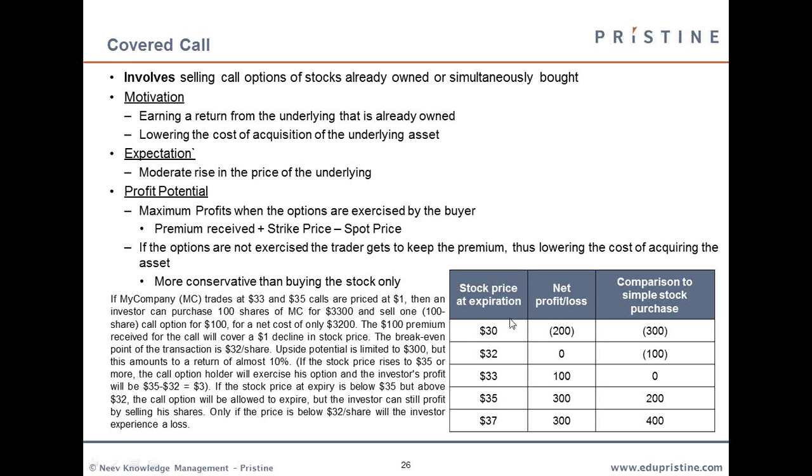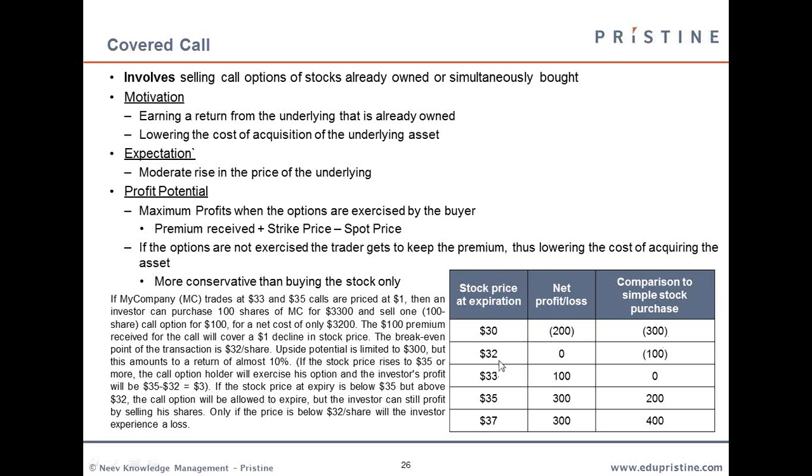So when you see the profit potential, when the stock price is less than $30, say $30, if you simply buy the stock, you will get a loss of $3 per share, and you have 100 shares, you have $300 loss. But since you sold the call options, in this case, you get $1 per share, so $100, which lowers your loss to $200 instead of $300.